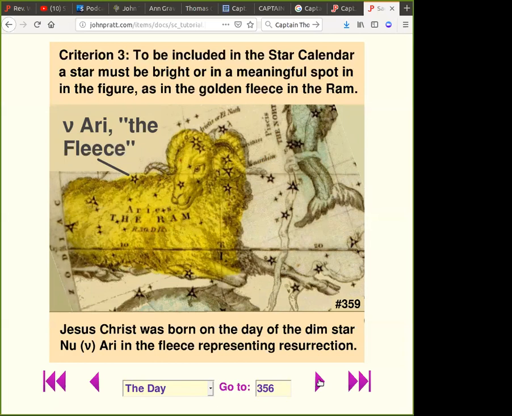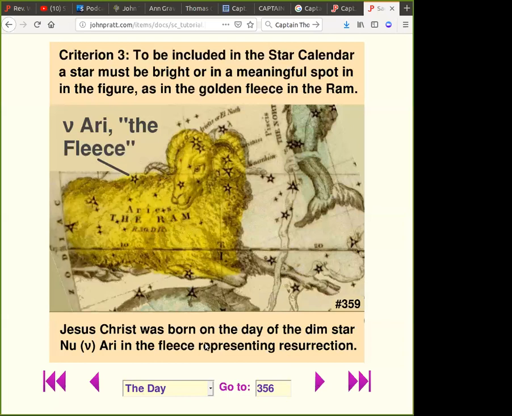And it's in the fleece of the ram. The golden fleece represents resurrection. That's his birth star, and he is the resurrection. And the whole myth about the ram and chasing the golden fleece, on Jason and the Argonauts, was to get the resurrection. So it's an important star, and it's one of the 364, even though it's very dim. So there's a few dim stars that are well placed.